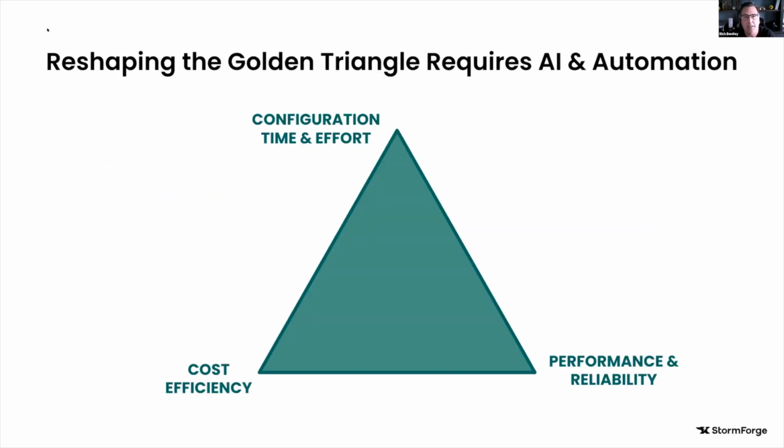So I want to jump back to the golden triangle here, and this is the last thing I'll cover before I turn it over to Erwin to dive into how we help address the challenge here with Stormforge. So if you want to reshape the golden triangle, if you want to change the equation, remember I talked about before, if you change one point on this triangle, you have to change at least one other point on the triangle.